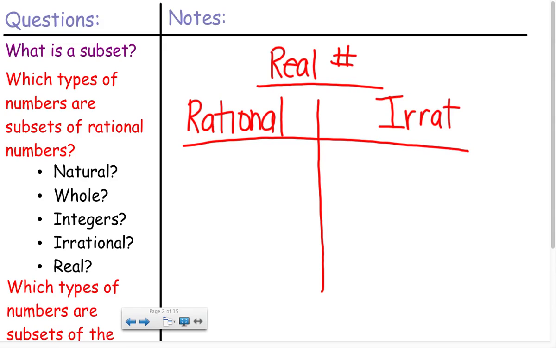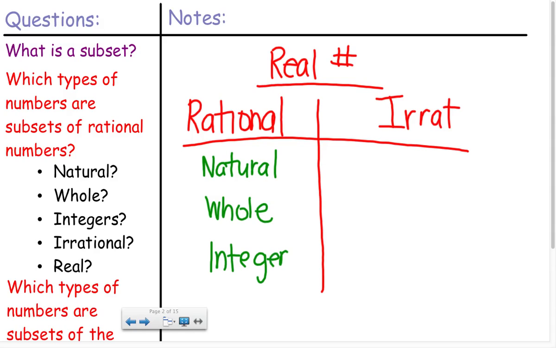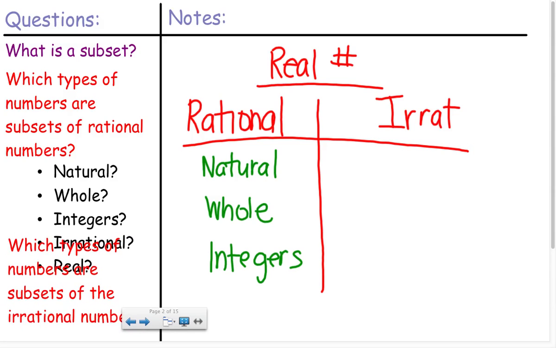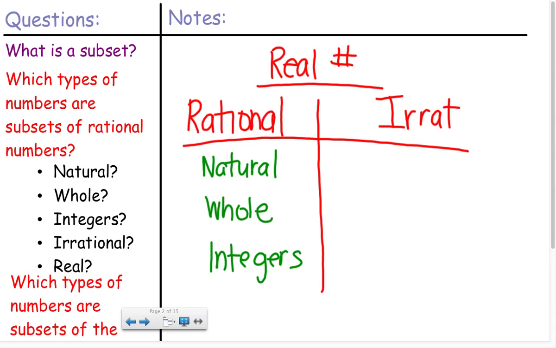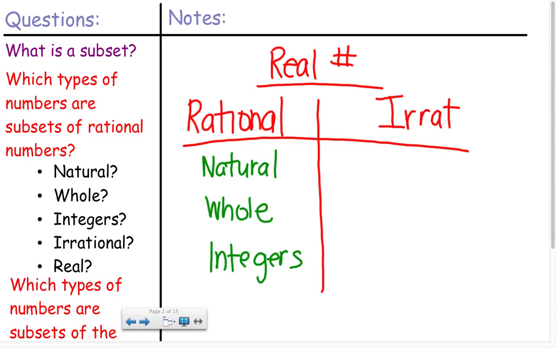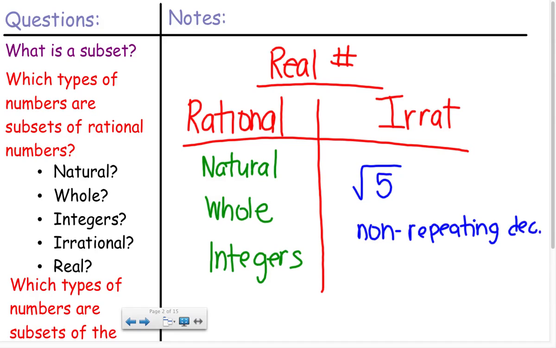The groups that are rational are the natural, whole, and integers. There aren't any subgroups in irrational. Which types of numbers are subsets of the irrational numbers? There aren't any subsets, but like I said, you can have non-perfect square roots and non-repeating decimals, but no subsets. Irrational does not have any subsets.